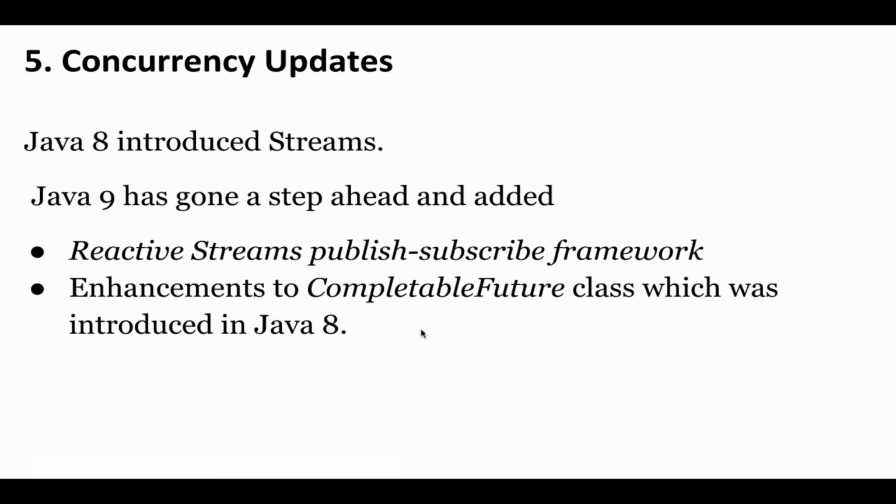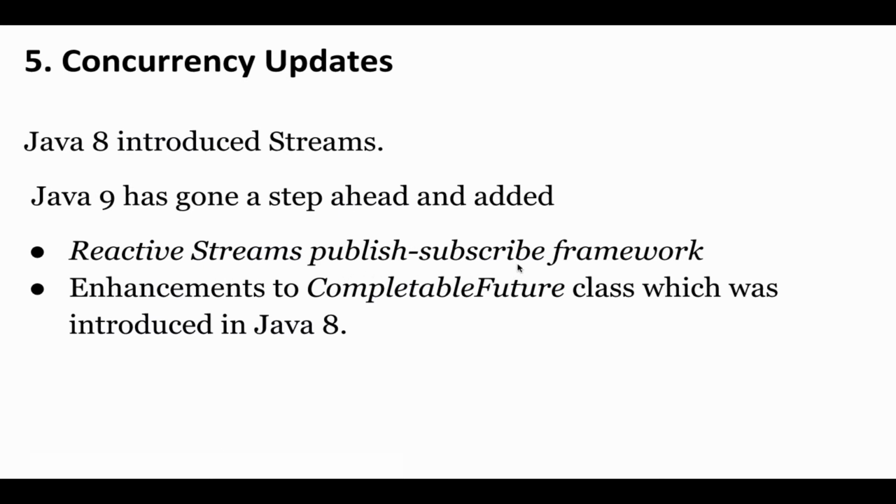Okay. Next thing is the concurrency updates. So you may have observed that with every passing release, with the most recent releases 8 and now 9, Java has tried to add some really good features to the concurrency APIs, because now we are seeing systems which are dual core, or which have more processors to take care of the requests. So Java 8 introduced streams, and now Java 9 has gone a step ahead and added a couple of new things. One is reactive streams, a publish subscribe framework.